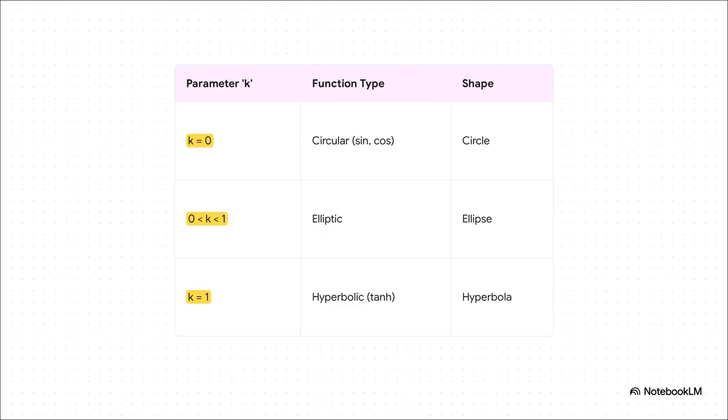So how does this whole thing work? Well, check this out. The elliptic function has this little control knob, a parameter we call k. When k is set to 0, boom, you get your standard sine and cosine, drawing a perfect circle. Now, if you turn that knob anywhere between 0 and 1, the circle starts to stretch into an ellipse. And then, if you crank it all the way up to exactly 1, the function morphs again, becoming the hyperbolic tangent, and it sketches out a hyperbola. It's pretty amazing. One function, one parameter, three totally fundamental shapes.